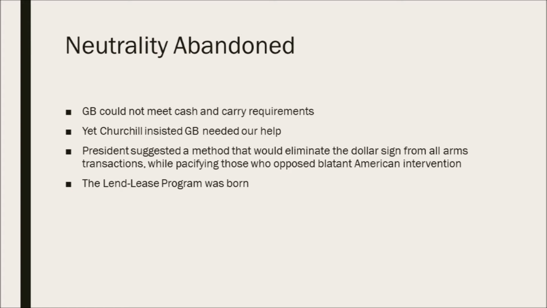So FDR says, okay, what we can do is we can help you out by eliminating the money from, look at this, arms transactions. Oh, ouch. Okay, he's not even pretending to only sell non-military goods to the Allies. He's not even pretending. Okay, we're going to eliminate the money, the dollar sign, from the transactions of arms.